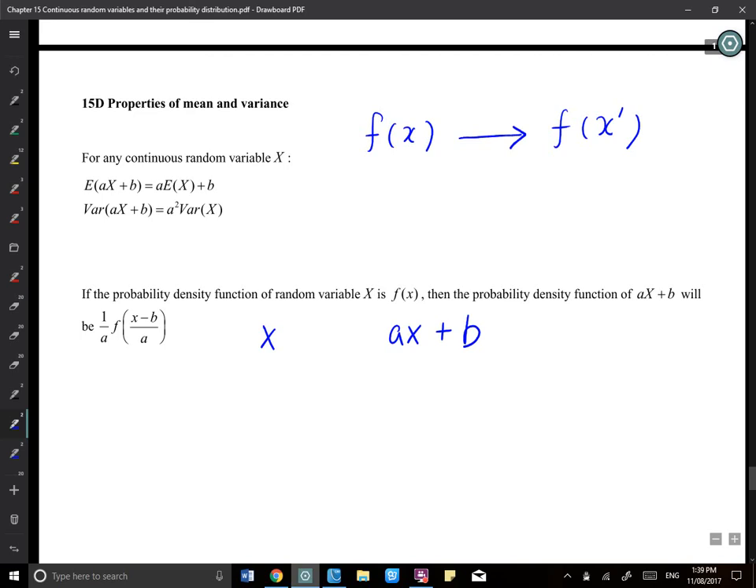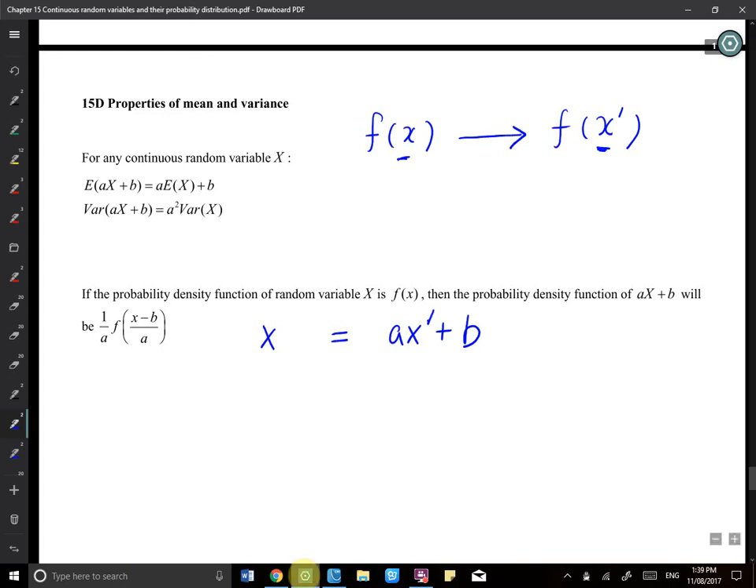Okay, so what's the relationship between that x and that x dash? Have a think about this x and the ax plus b. Which one is the dash? That one is the dash. So it's kind of a transformation thing. They are equivalent, they are the same kind of thing. That becomes that, so they are equivalent.